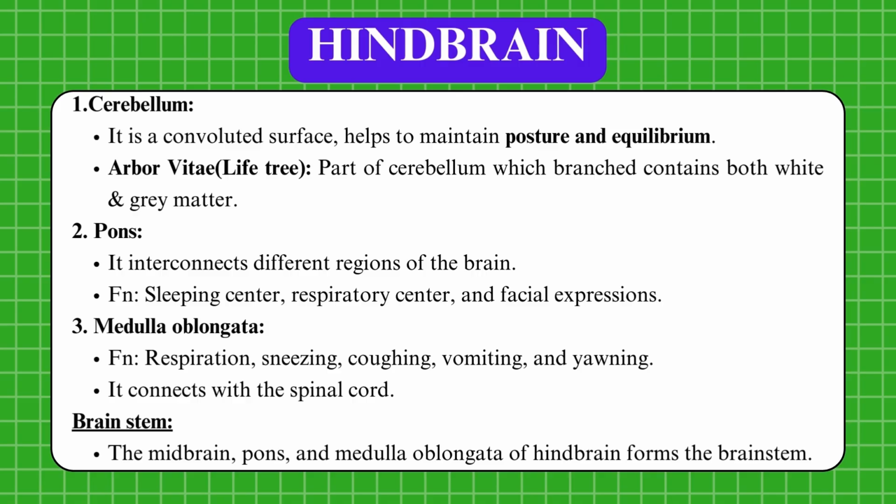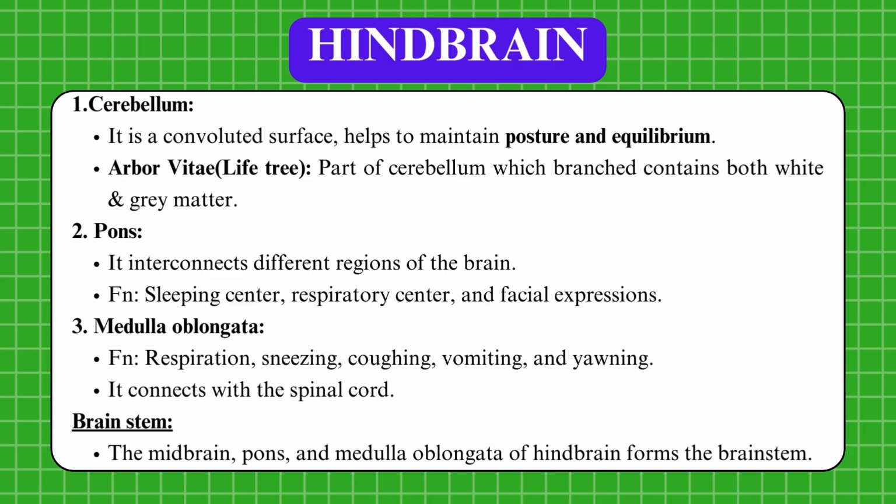Hindbrain. 1. Cerebellum. It has a convoluted surface, helps to maintain posture and equilibrium. Arbor vitae, also known as tree of life, is the part of cerebellum which is branched and contains both white and gray matter. 2. Pons. It interconnects different regions of the brain. Function of the pons is sleeping center, respiratory center, and facial expressions. 3. Medulla oblongata. Functions include respiration, sneezing, coughing, vomiting, and yawning. It connects with the spinal cord.